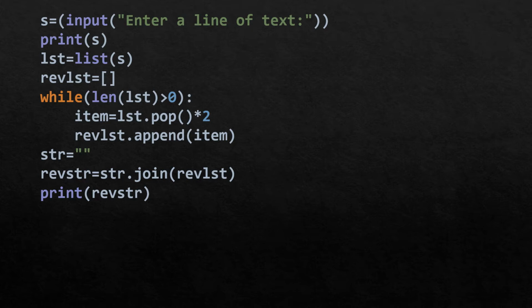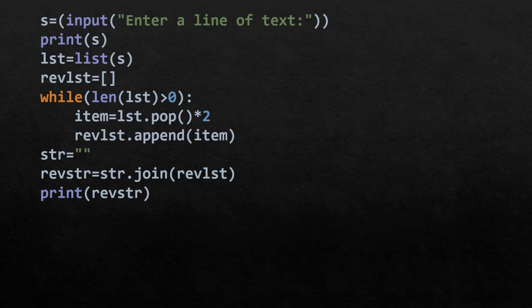By using a while loop, we have popped all the elements from the list lst and multiplied each with 2 because it has to be printed 2 times, and appended it to the reverse list by using the append function. Now if you print revlst, it will show the string entered by the user in reverse order with each character printed 2 times.